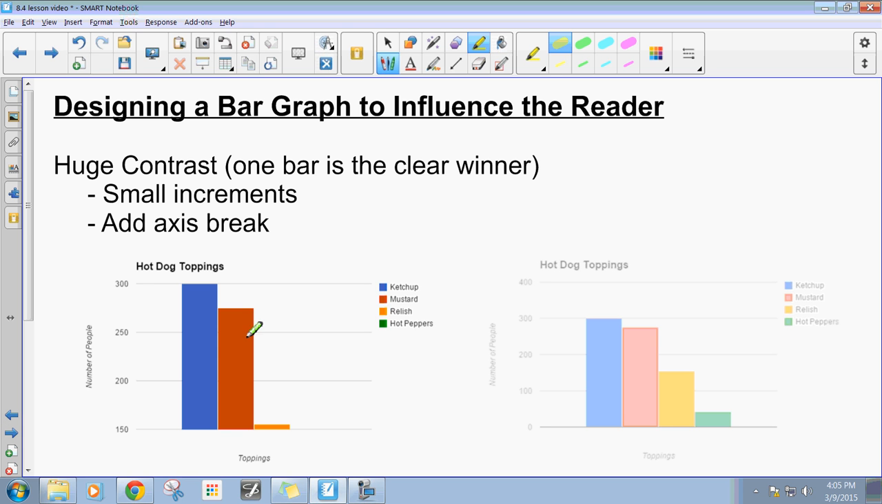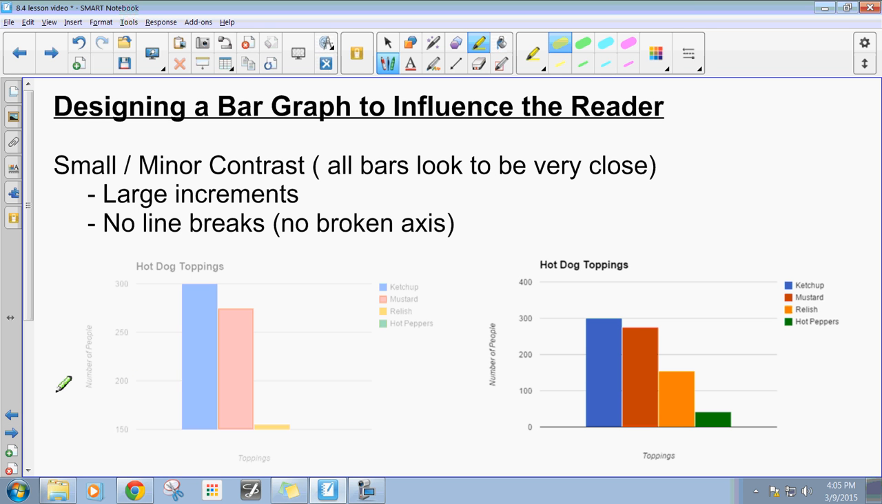If I want it to appear that there's a huge increase or a huge contrast, I want one bar to seem like it is by far the winner. I'm going to have smaller increments along the side, and I'm going to make sure that we have an axis break between 0 and the first piece of data. If I want there to appear to be smaller or minor contrasts, I'm going to have larger increments. Instead of counting up by 50s, I'm going to go up by hundreds, and I'm going to have absolutely no increment break, so no broken axis.